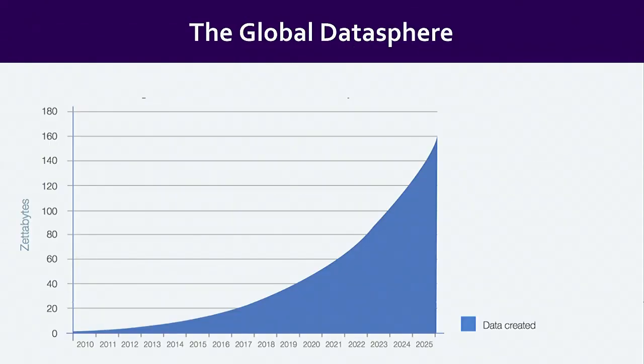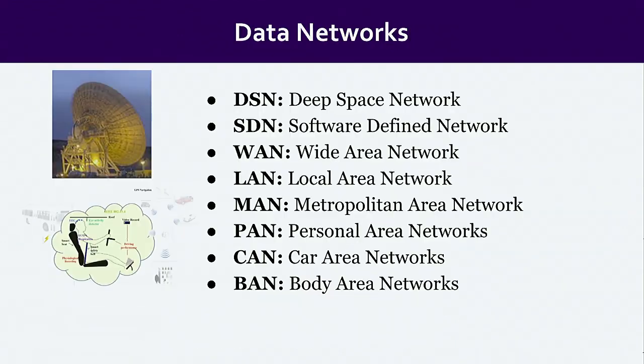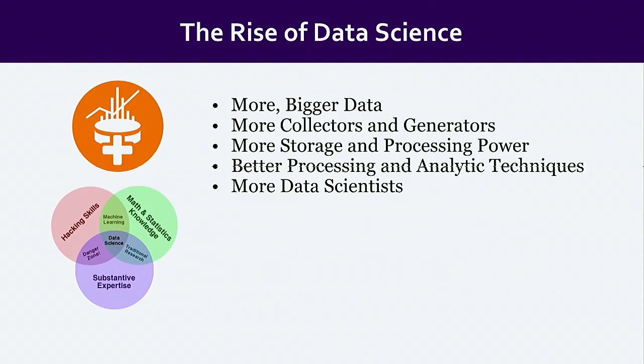The term big data has almost become cliche, but several studies have shown that in fact we are producing more data at an impressively exponential rate. Behind this explosion in data is a vast array of expanding data collection and processing networks that span from the outer edges of the universe down to our own personal bodies. This data, along with our improved ability to process it, and having more people trained in data science, has led to the rise of data science.